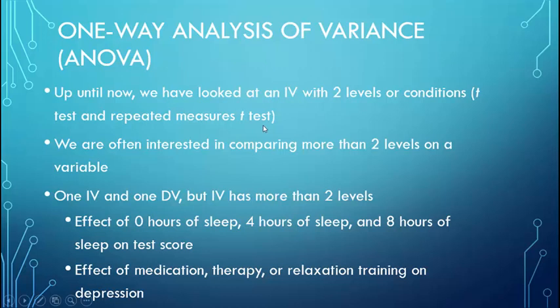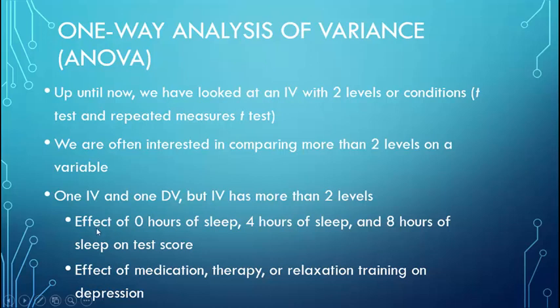But very often we're interested in comparing more than two levels or more than two groups on a specific variable. Two is pretty simple, but more than two gives you more information about what you're looking at. So if you're doing ANOVA, you still have one independent variable, one treatment variable, and one dependent variable, right? That's the outcome variable. But your independent variable has more than two levels.